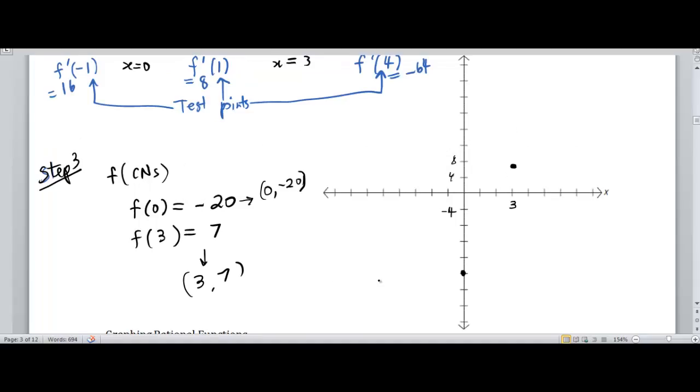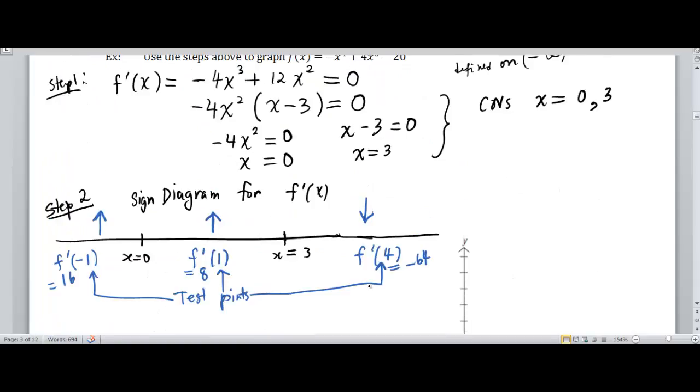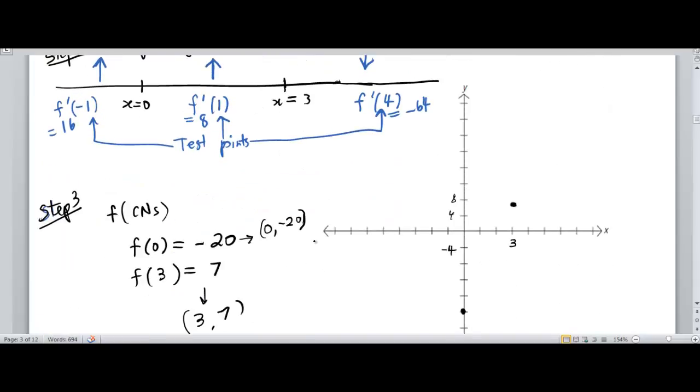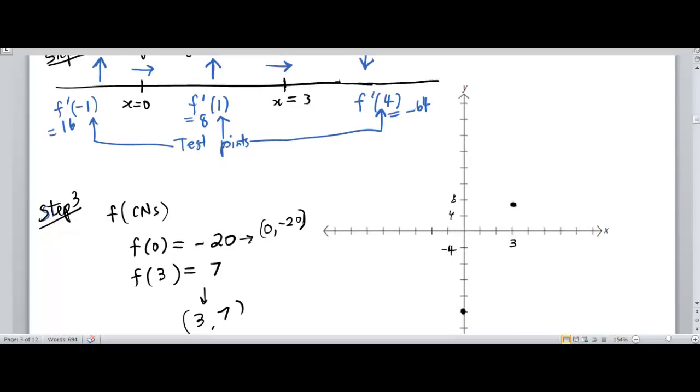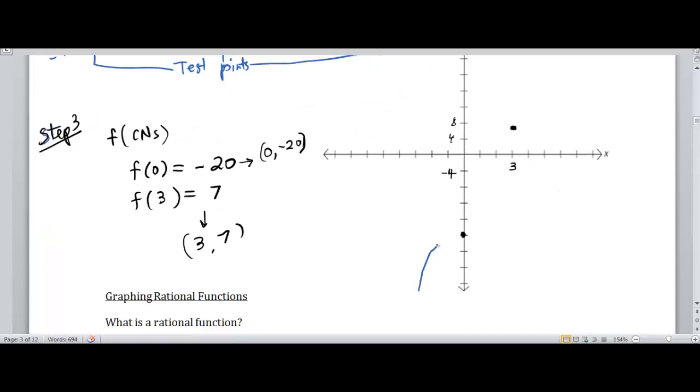Okay. And we want, before 0 the graph is increasing, between 0 and 3 it's increasing, and after 3 it's decreasing, and then let's rewrite that: at 0 it's flat, and at 3 it's flat. So that's the shape of our graph. Okay. So it increases, goes flat, increases, goes flat, and then decreases. So that's what the graph looks like.